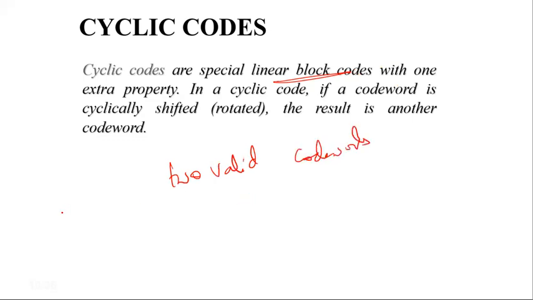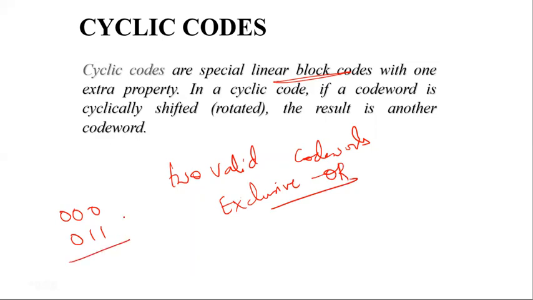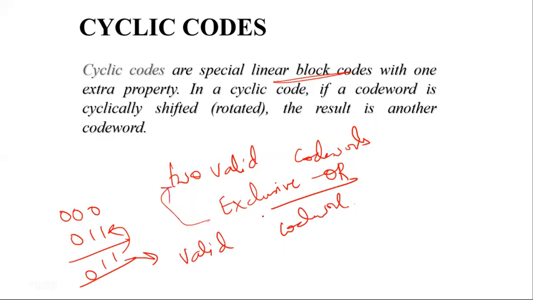So in our earlier example, the valid code words we had were 0, 0, 0, 1, 1. If we XOR these two code words, then it gives us the same result, that is, a valid code word again. So whenever we perform exclusive OR on two valid code words, the result is a valid code word. These linear block codes have one extra property, that is, we can cyclically shift or rotate, and we will get another code word.